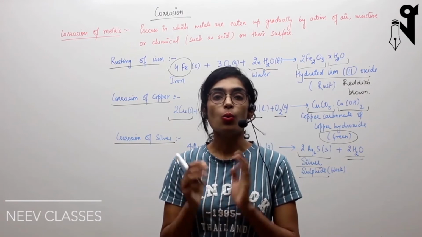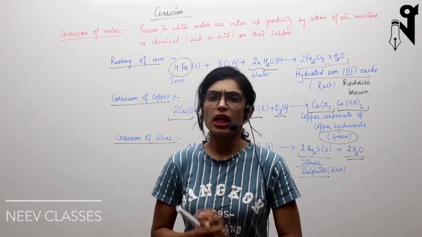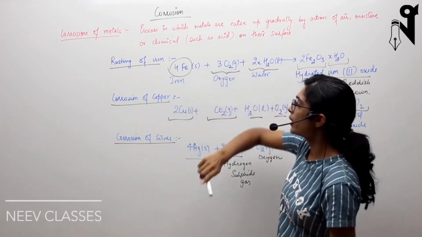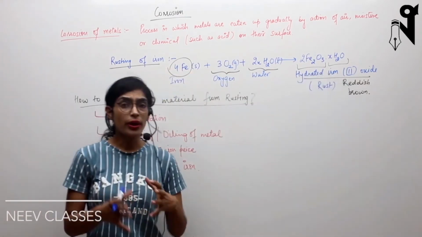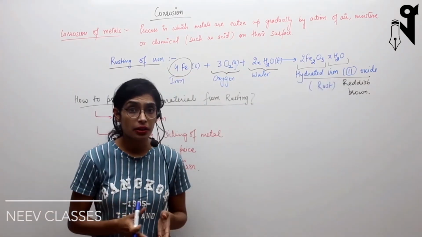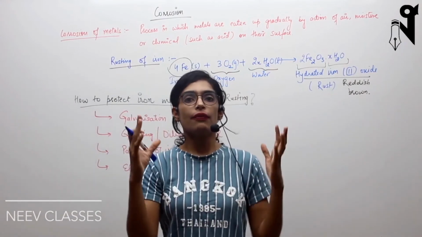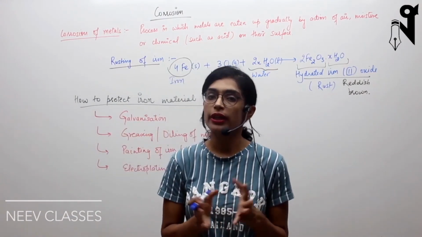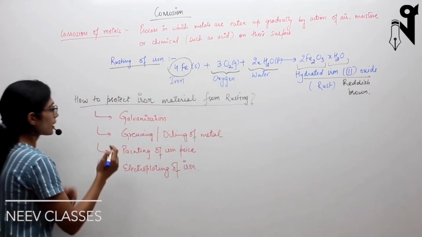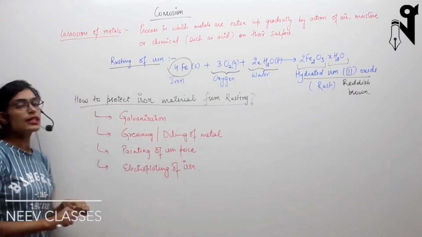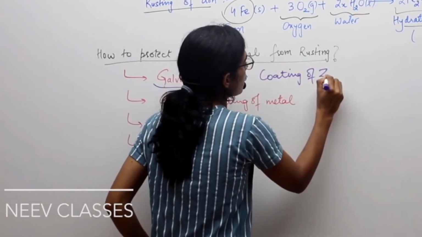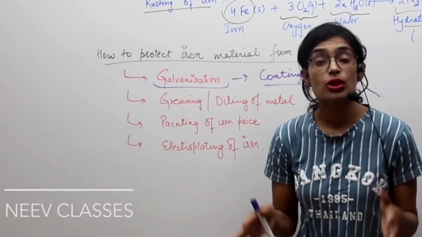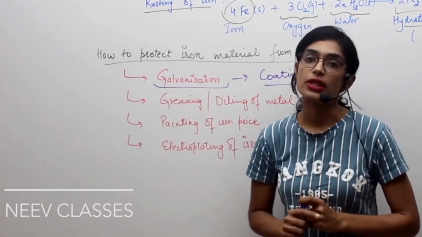Now we'll talk about how we can stop corrosion, or how we can specifically stop the rusting of iron. So how can we protect our iron articles from rusting, or how can we prevent corrosion on any metal? There are a few things. First is galvanization. What is galvanization? Galvanization is coating of zinc.